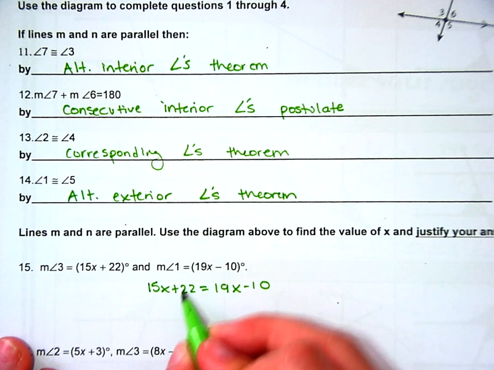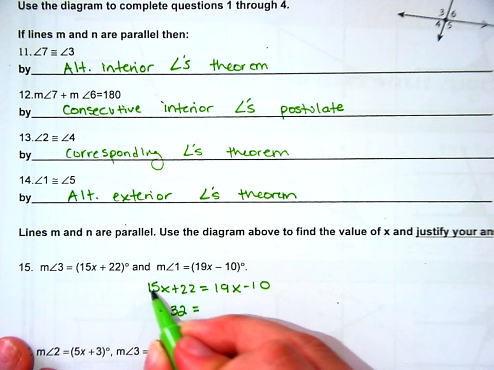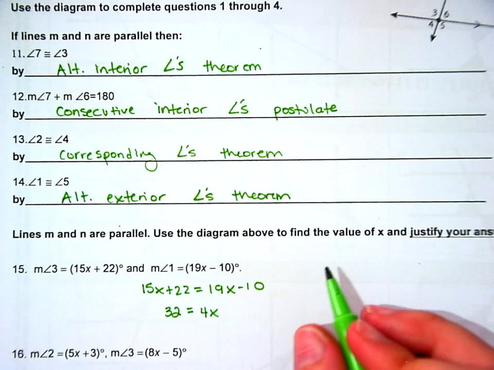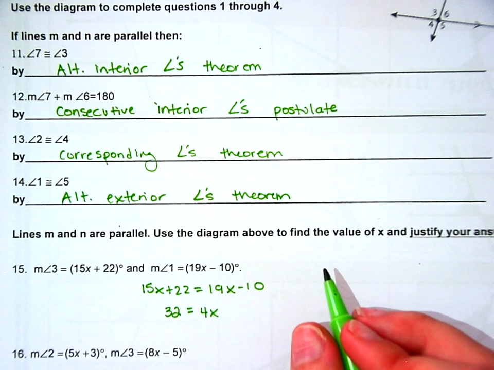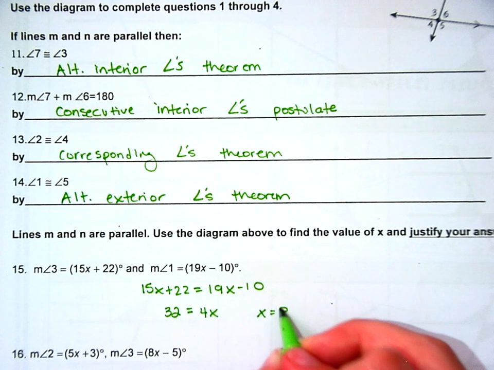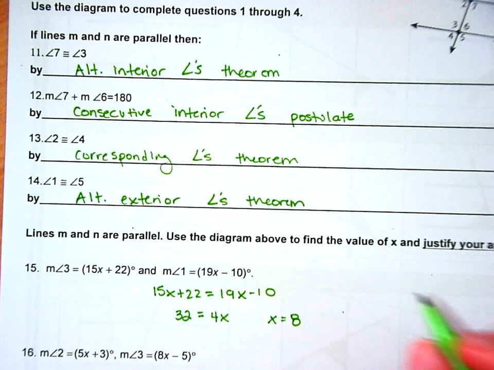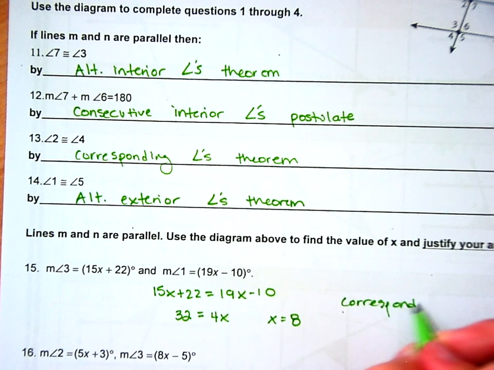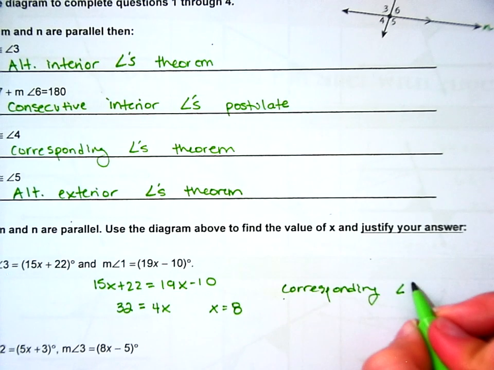So we're going to add 10, we've got 32 on the left side. We're going to subtract 15, so that's 4x on the right. And we know 32 divided by 4 is 8. We used our corresponding angles theorem.